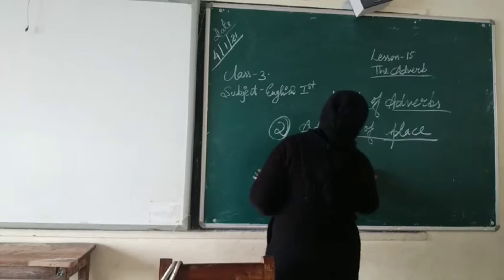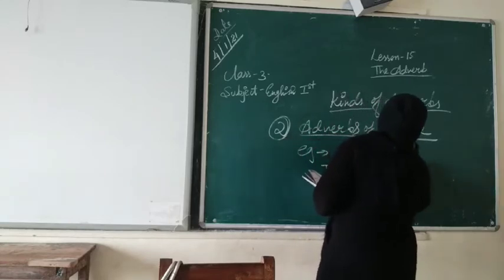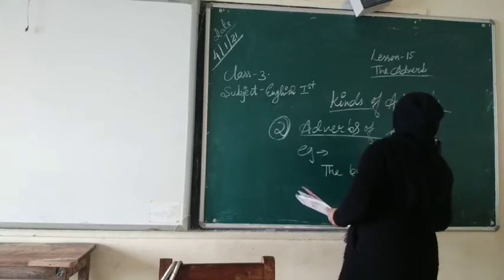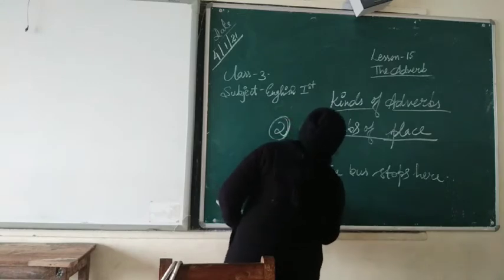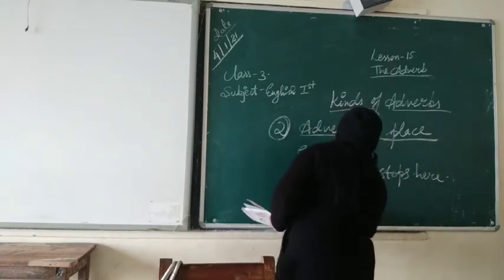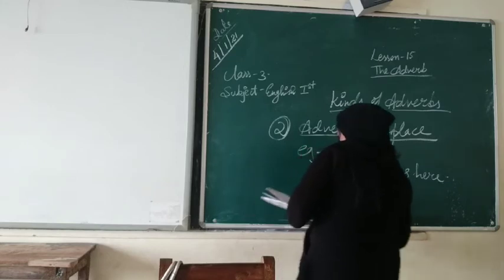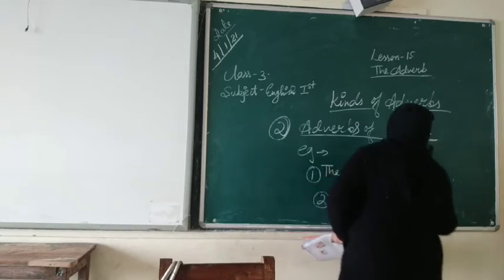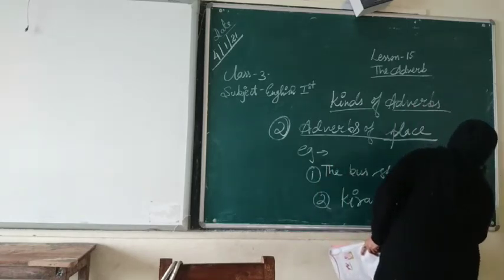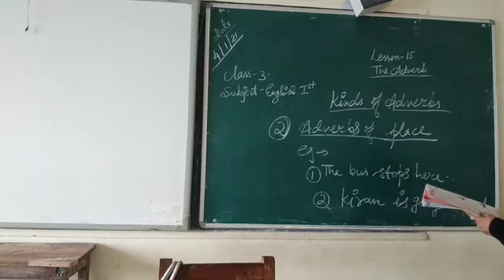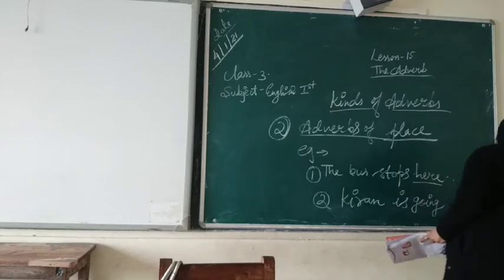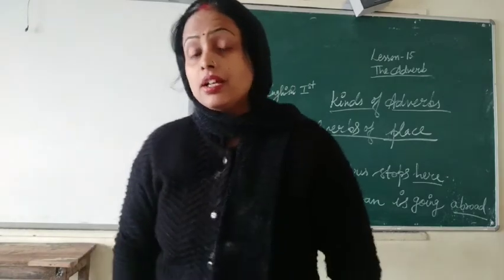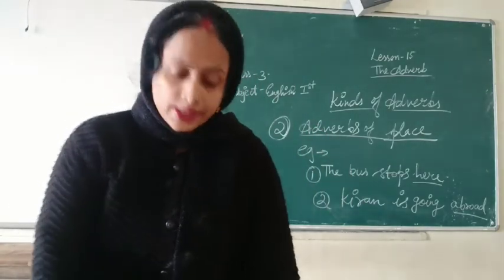Okay? The bus stops here. Now, this is one example. Second example: suppose Kiran is going abroad. Okay. Now here you see, here, abroad. These words tell us about a place. These words tell us about a place, isn't it?